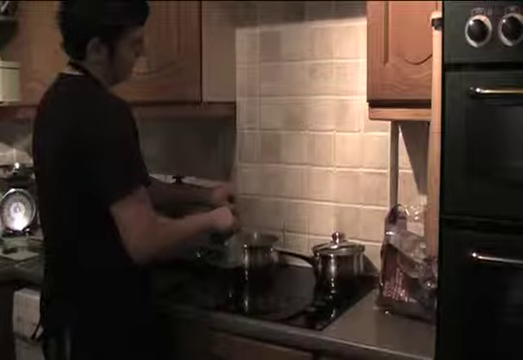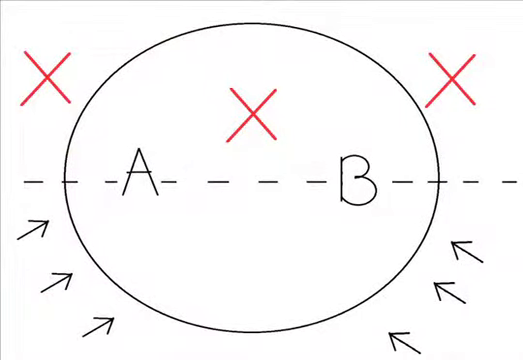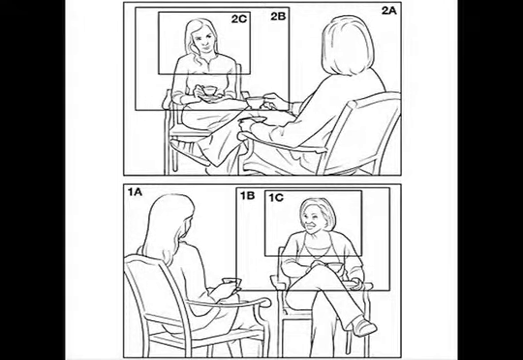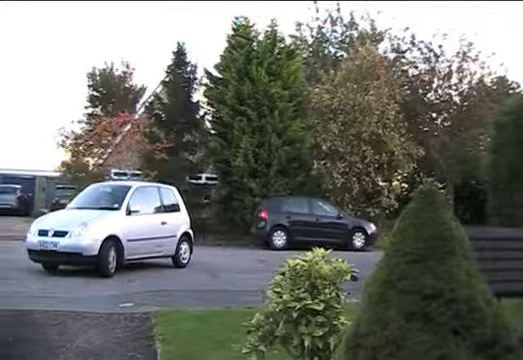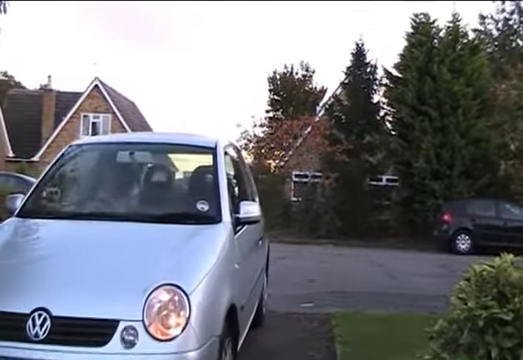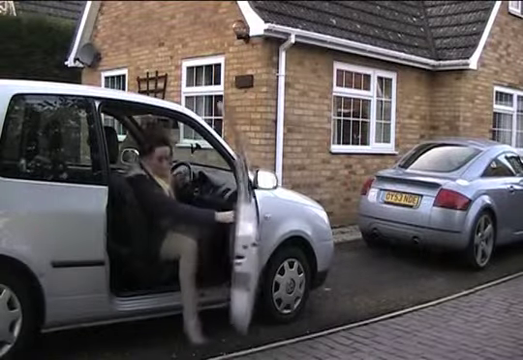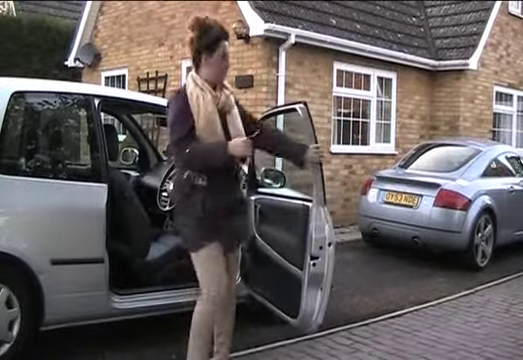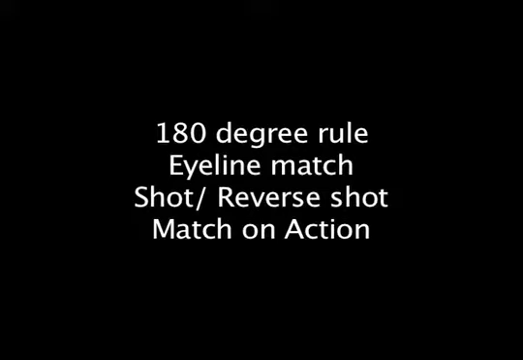In the preliminary task, I had to create a short scene demonstrating the four continuity techniques: 180-degree rule, eyeline match, shot reverse shot, and match on action. This was my first attempt of creating an effective narrative. I was aiming to create tension, connection from the audience to the characters, and complete the four techniques successfully.